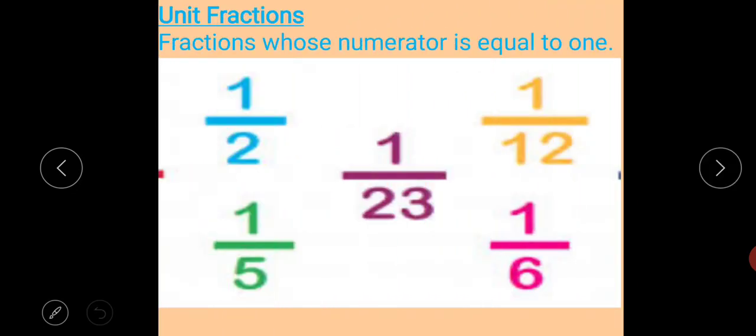Next is unit fractions. Fractions whose numerator is equal to 1. Those fractions whose numerator is 1. For example, 1 upon 2, 1 upon 3, 1 upon 6. All these fractions are unit fractions.